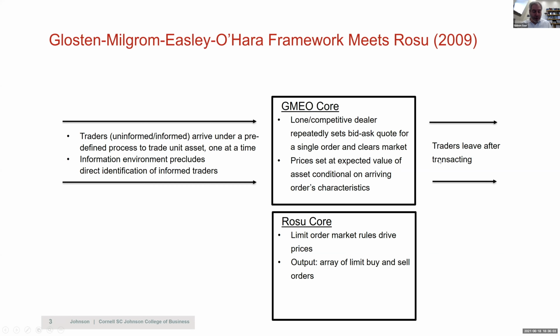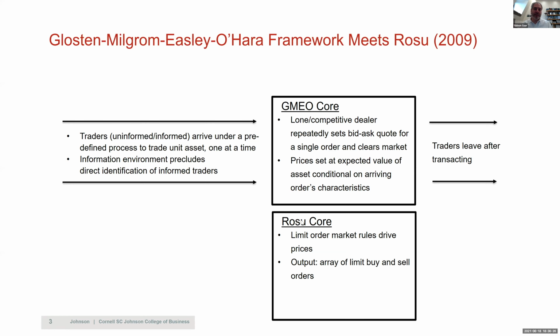What we do though, we swap the dealer core of the Glosten-Milgrom-Easley-O'Hara framework. They have a competitive dealer who sets bid and ask quotes and always clears the market, and prices are equal to the expected value of the asset conditional on the arriving order. We swap that with a fully fledged dynamic limit order market that we took from Ioanid Rosu's paper.